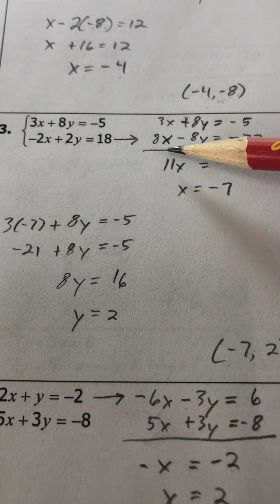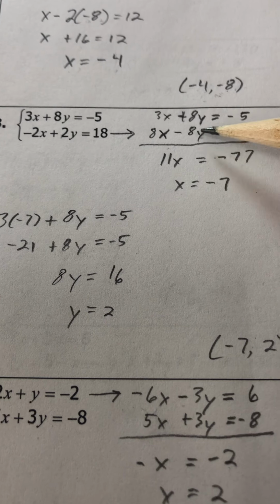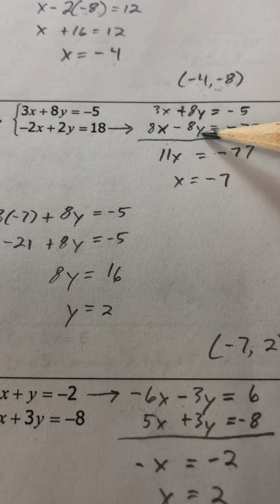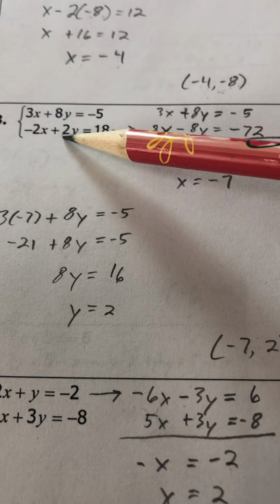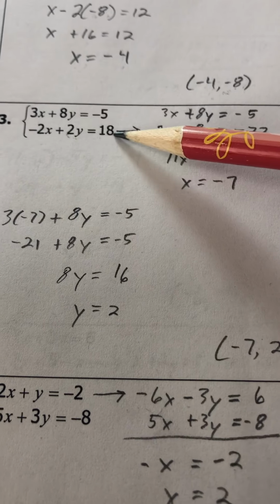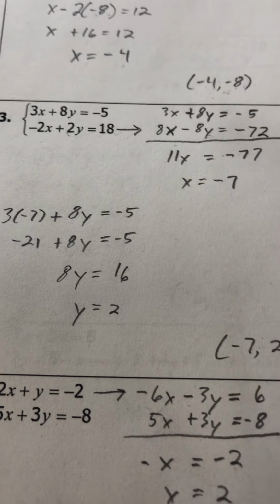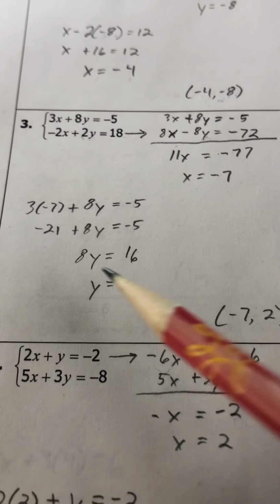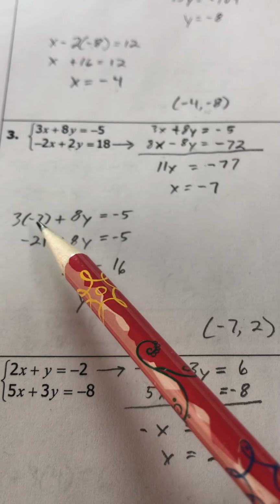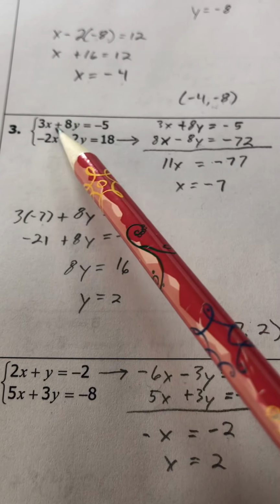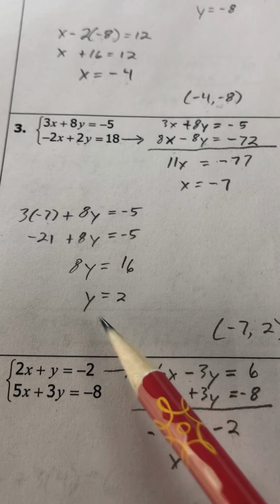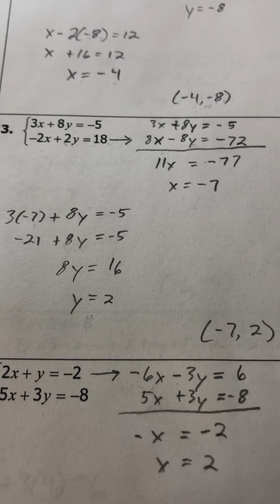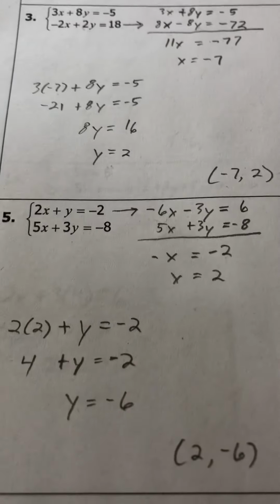This one I changed the bottom. I went with the y to change that to a -8. So I multiplied everything down here by a -4. In doing that, you'll see I get x equals -7. I plug in my -7 value, I used the top equation, because that seemed easiest to me, and I get y equals 2. So -7, 2 is where these two lines would intersect.